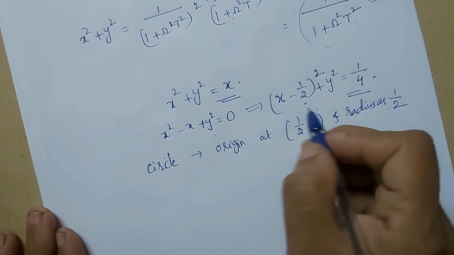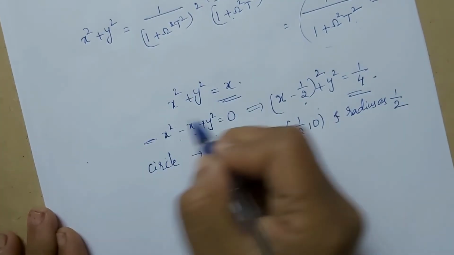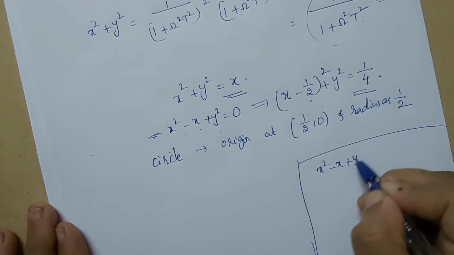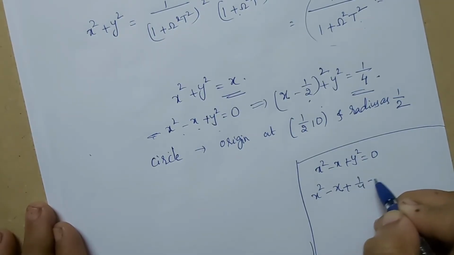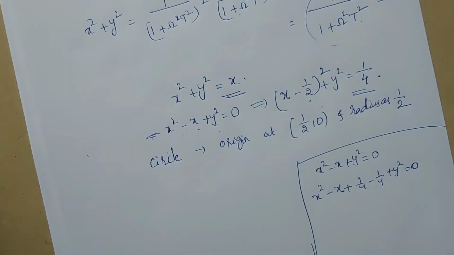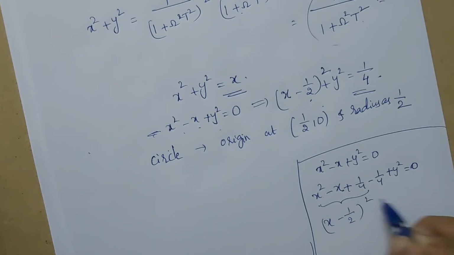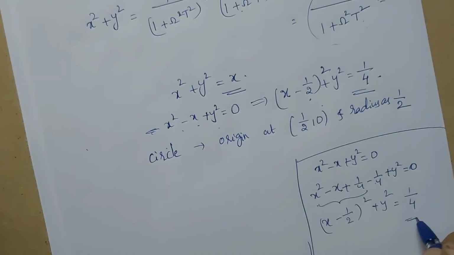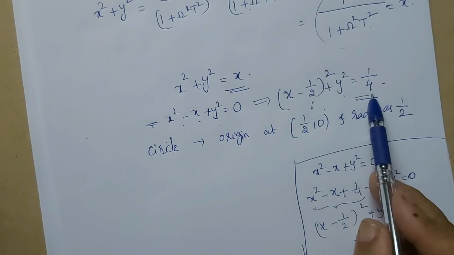So how did it come? x square minus x plus y square is equal to 0. So x square minus x plus 1/4 minus 1/4 plus y square is equal to 0. If you write like this, this is the formula for (x minus 1/2) whole square plus y square is equal to, this minus 1/4 will go here. Like this it came, from here this simplification came to here.